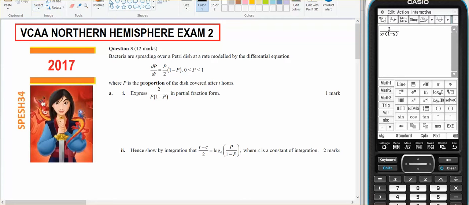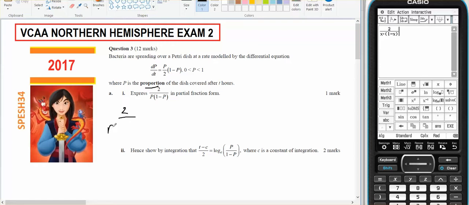This is for Specialist Maths that comes out of the Northern Hemisphere 2017 trial exam, exam 2, question number 3. This is 3A. So we've been given a petri dish. The proportion of the dish covered after a number of hours is given by this. Express this in partial fractions.